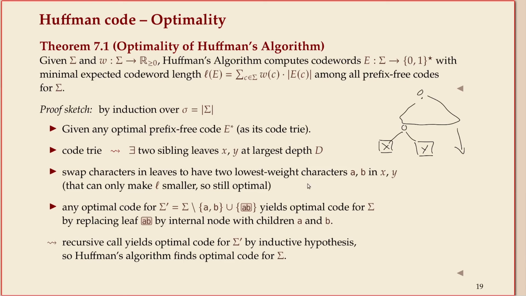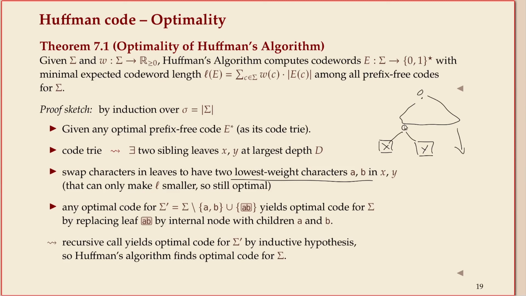Now, because it's a prefix-free code in a trie, notice that we can always swap around the letters. We can replace one character by another, and it remains a prefix-free code. So what we can do is we swap characters that have lowest weight in the total alphabet and put them in place of X and Y. Because we take lowest weight characters and we swap them for X and Y, and these were at maximal depth, that can only make the code better overall, make this L smaller. But because we started with an optimal code, it means that we still have an optimal code. So it's an alternative optimal code.